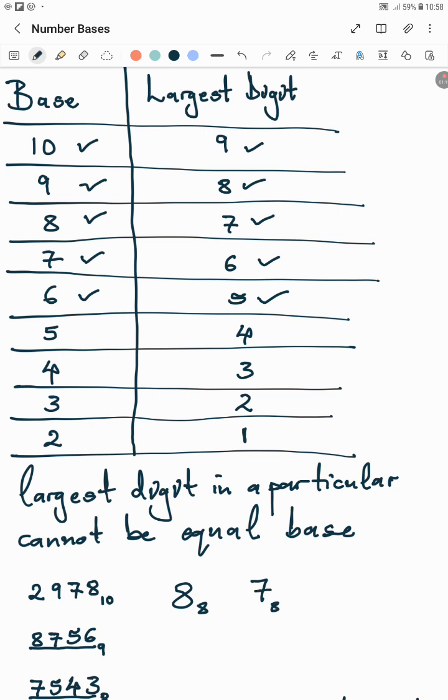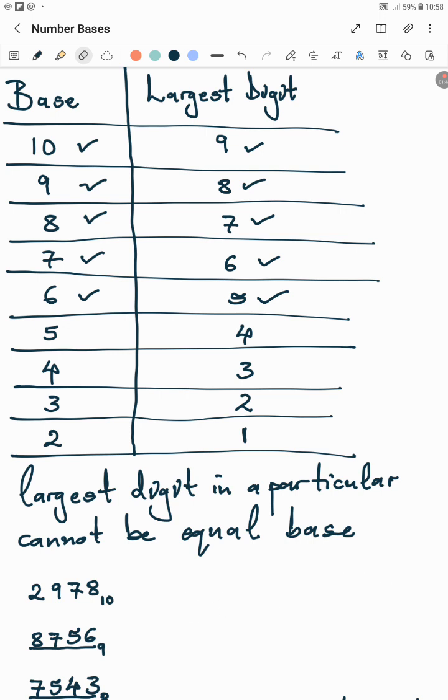The largest digit you can write in base 10 is 9. And the largest digit you can write in base 2 is 1. So always the largest digit in any particular base is always 1 less than the base. Okay, let's move on.